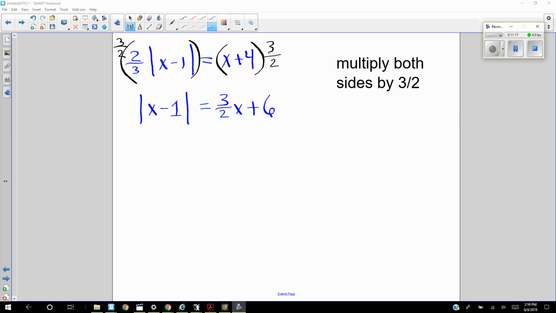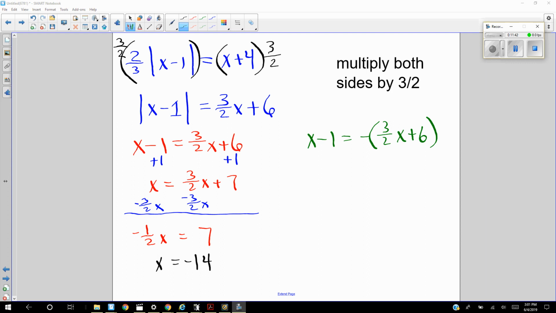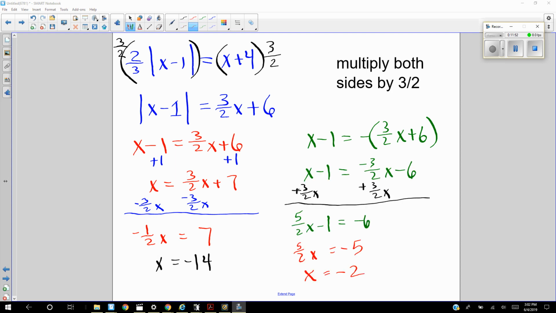If you're struggling with that first step, to isolate the absolute value, you need to multiply. Instead of dividing both sides by 2/3, multiply both sides by 3/2, the reciprocal. So this is what it should look like when you split it into 2 equations and solve from there. So the first potential solution should be negative 14. You'll want to go ahead and check that here in a minute, and then solve the other equation. So there's the 2 potential solutions. Now check them.